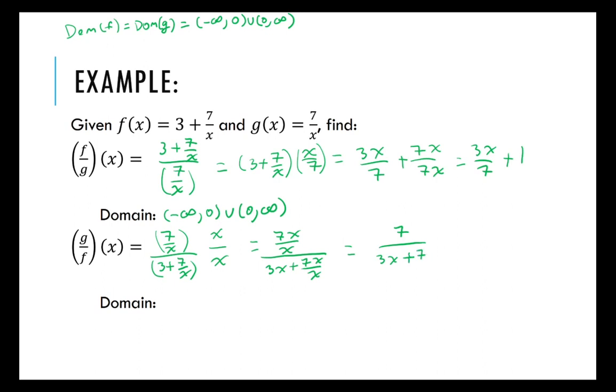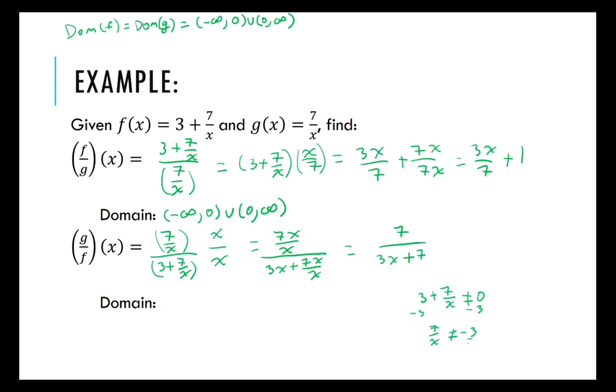Then when we go to talk about our domain, we just need to look at our denominator, that f of x that we divided by, and I need to remember that that divisor can't be 0. So I need to figure out where that will occur. So 3 plus 7 over x cannot equal 0. So we need to solve this. Minus 3, I get 7 divided by x cannot be negative 3.